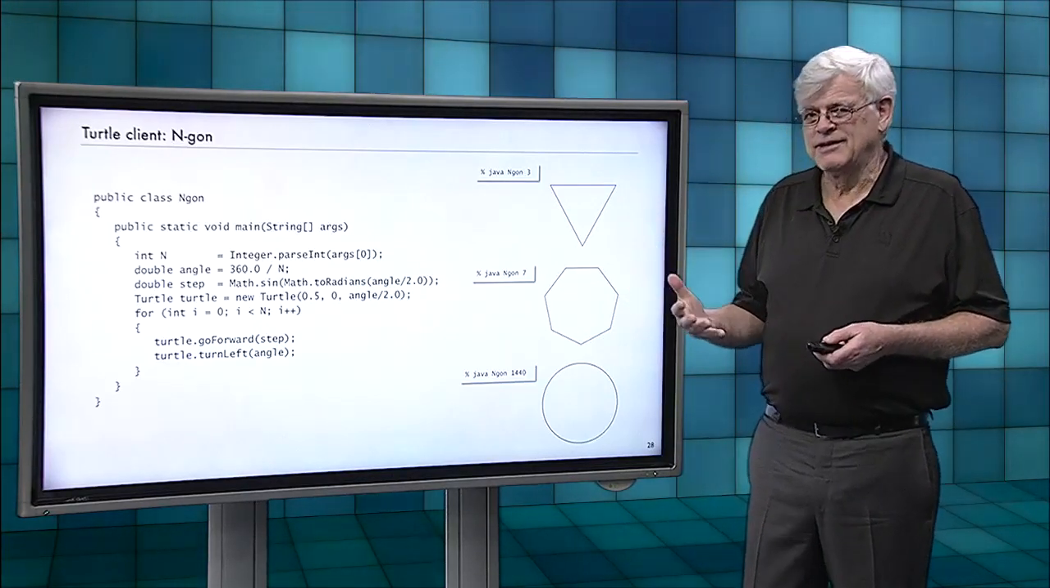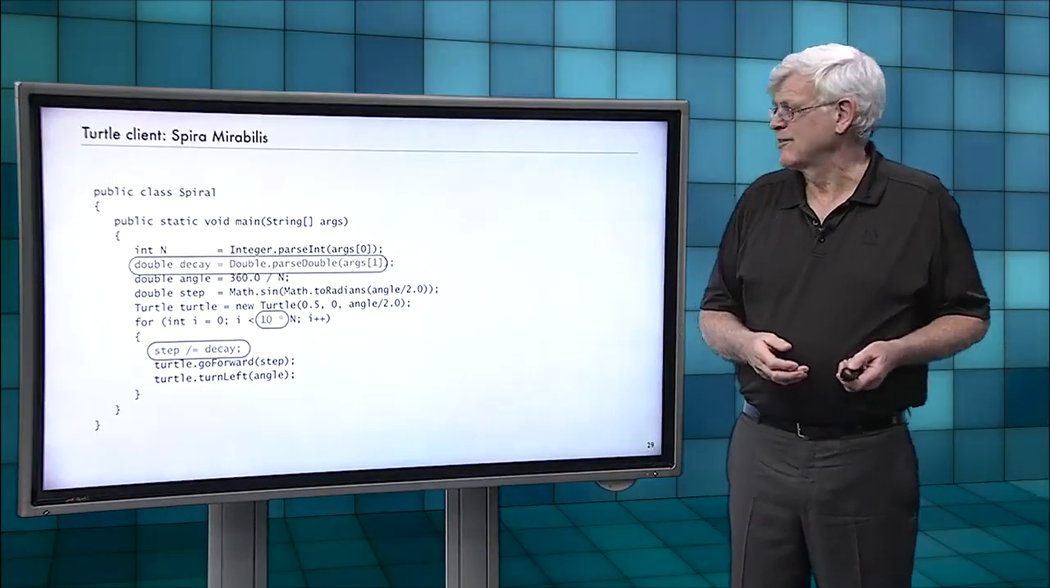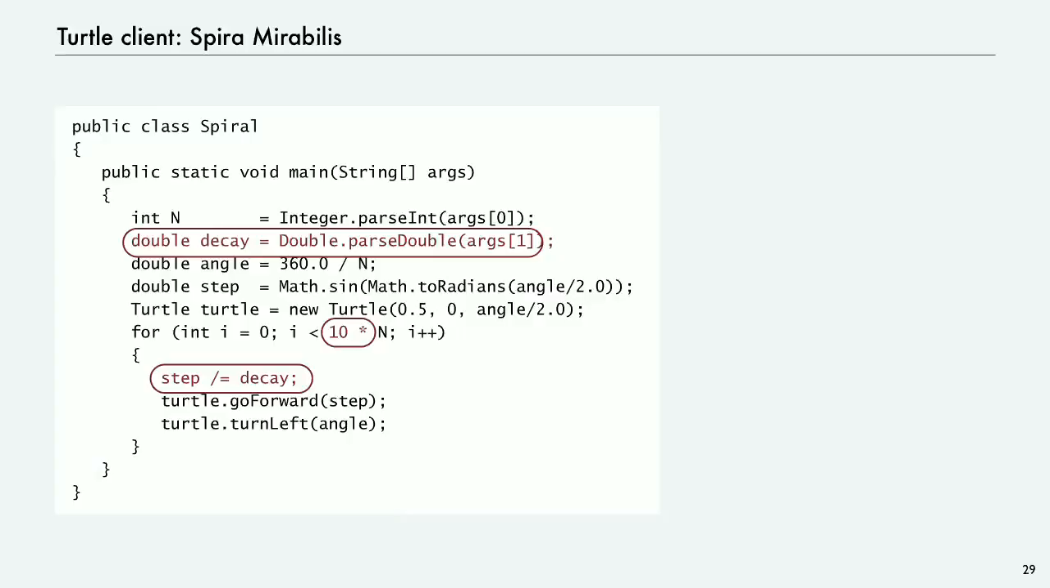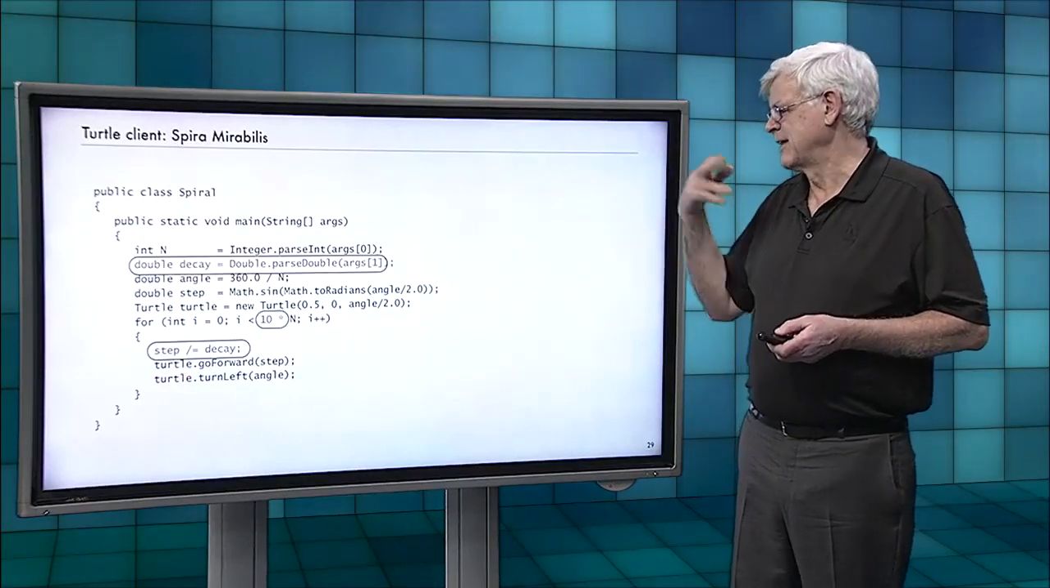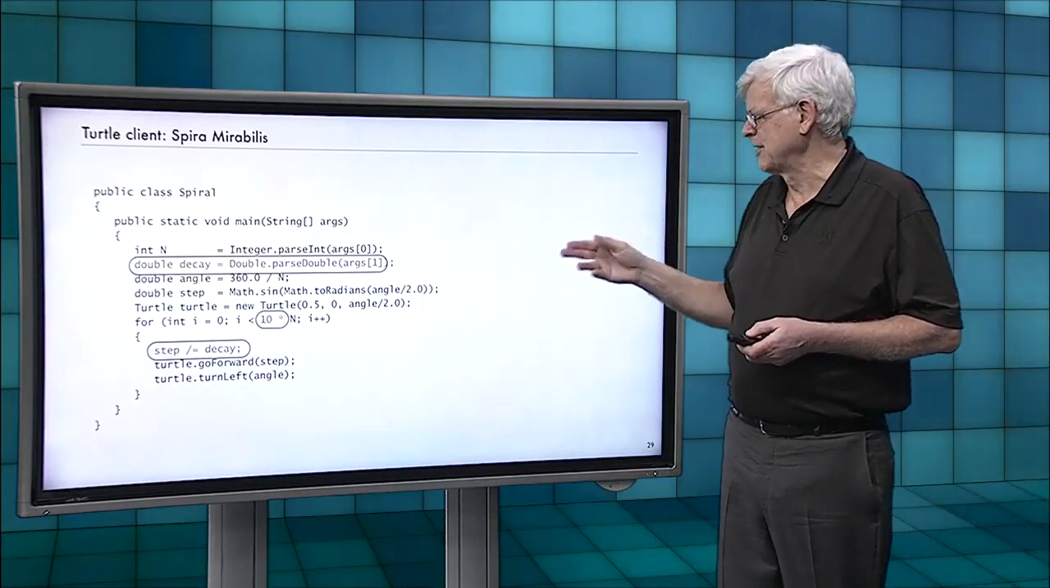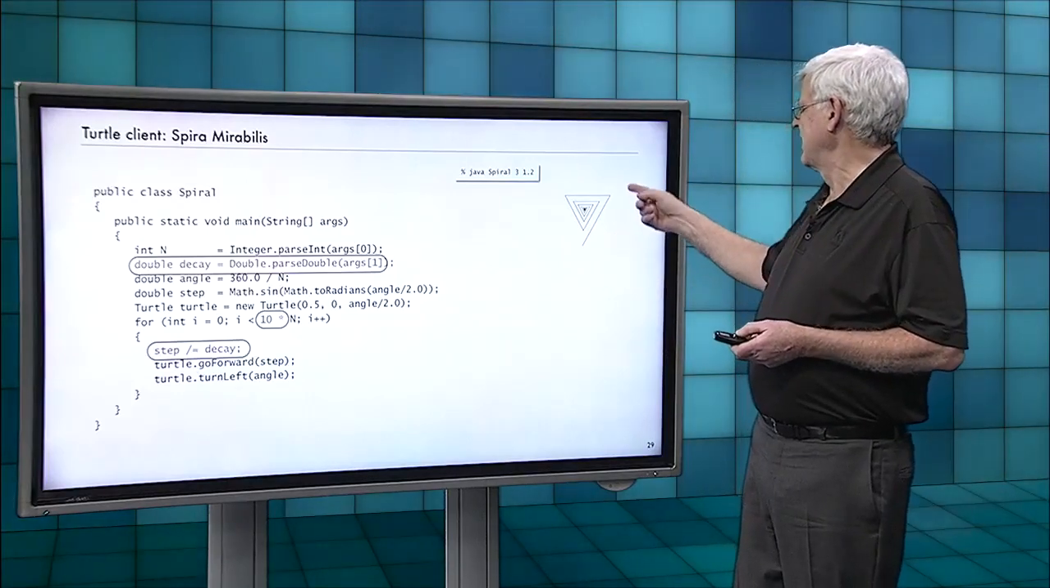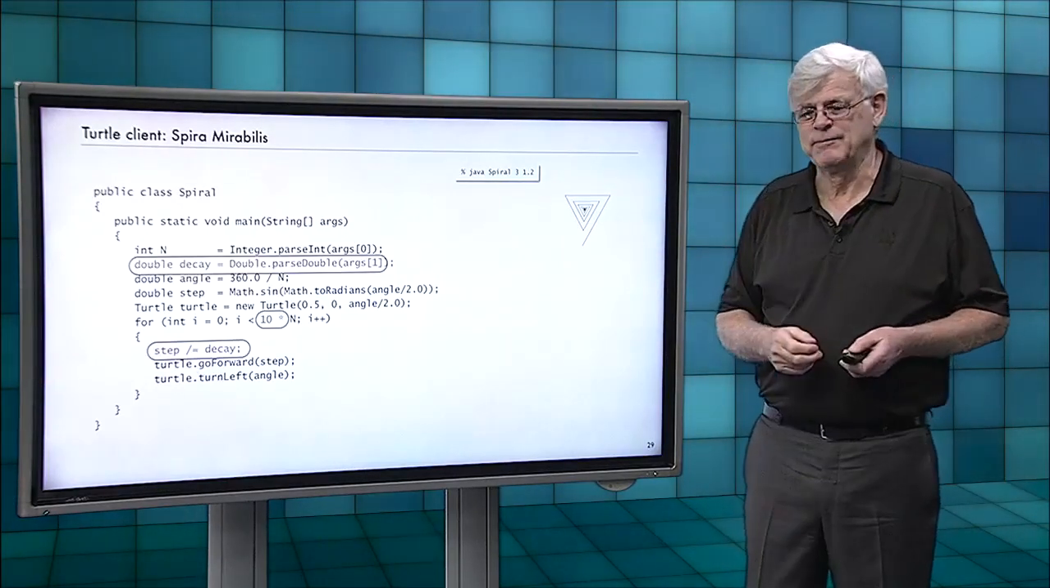And we can actually get an even more interesting client just by changing this a little bit. In this case, we suppose that we have kind of a lazy turtle, or maybe a turtle that gets tired. And we can take as a command line argument the degree to which the turtle gets tired. What that does is mean every time we tell it to go a certain distance, it goes just a little bit less, according to this decay parameter. And then we spin around the n-gon lots of times, but since it's going a little bit less each time, we actually get something that spirals in to the middle.